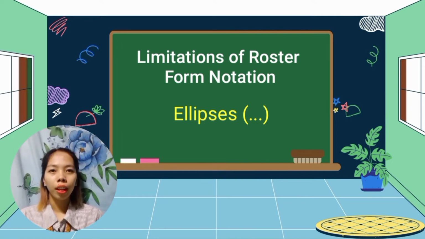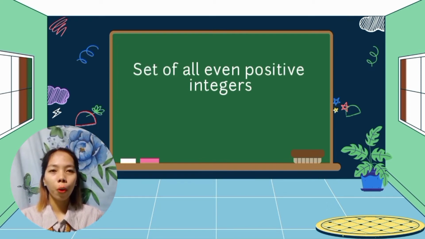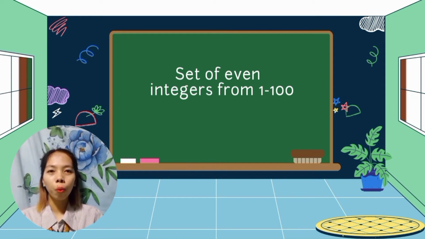For example, if a set has an infinite number of elements, like the set of all the even positive integers, it can be represented in roster form like this. Set B is equal to open and close curly brackets 2, 4, 6, 8, dotted line, and so on. Or the set of even integers from 1 to 100 will be written like this. Set C is equal to open and close curly brackets 2, 4, 6, 8, ellipsis, up to 100.